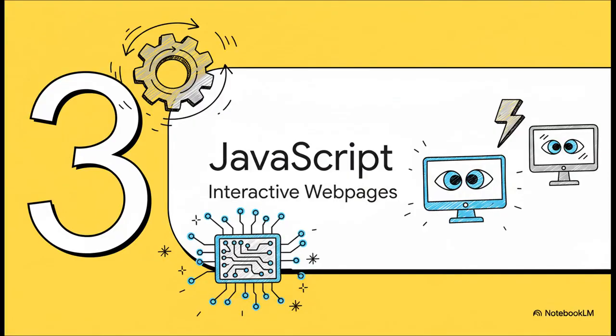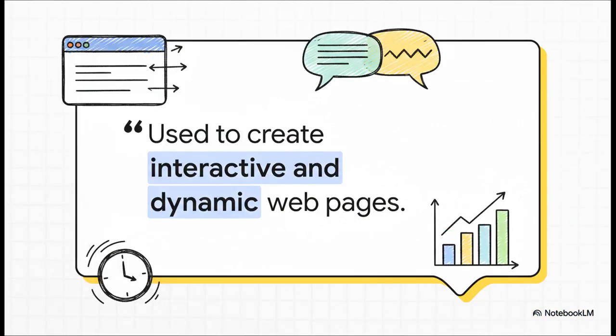Okay, so we've got structure with HTML, and we've got some server-side logic with Python. But what about the stuff that makes a website feel, well, alive right there in your browser? That's where our next building block comes in, JavaScript. This is the key to truly interactive web pages. I mean, its whole purpose, right from the beginning when Brendan Eich created it at Netscape, was to make web pages interactive and dynamic.